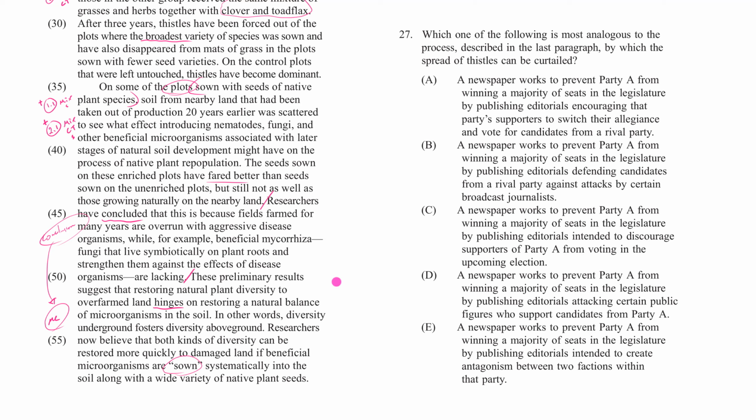Okay, so let's see. A: a newspaper works to prevent party A from winning a majority. Okay, we could work with this. A newspaper, maybe it's the researchers, works to prevent thistle from spreading, right, gaining a majority, from dominating by publishing editorials. What would editorials be? Encouraging that party A's supporters switch their allegiance and vote for candidates from a rival party. I'm not really sure what this means.